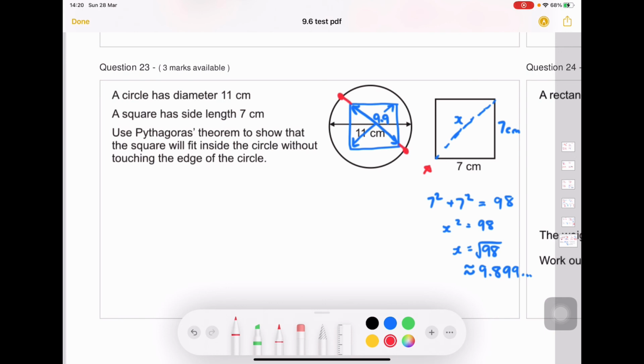Trying to draw it without making it look too messy. Let's just draw it like this. That's 11 centimeters. The length from here to here is 11 centimeters. And so there is no way the square will touch the edge of the circle, because 9.9 or 9.89, this value is lower than 11 centimeters. It's less than 11 centimeters.